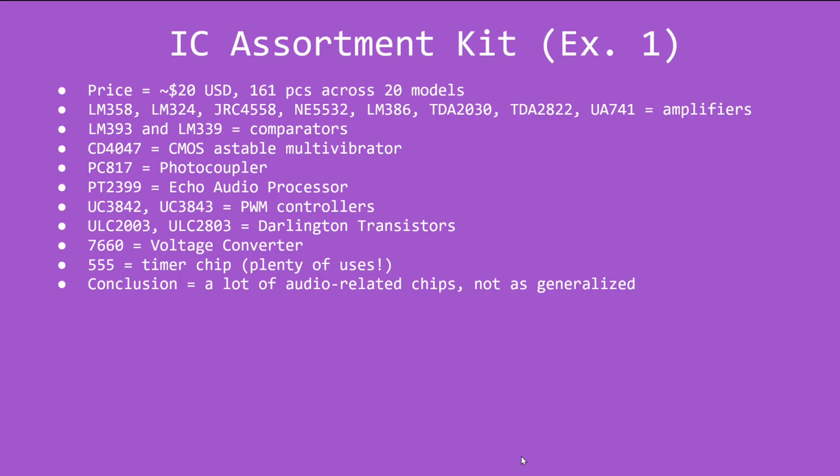You've got some pulse width modulation controllers, some Darlington transistors, which have a lot of generic uses. You've got a voltage converter. Interestingly enough, it comes with a 555 timer chip, and those just have a ton of uses. Again, this is $20 USD. A lot of audio related chips, not as generalized.